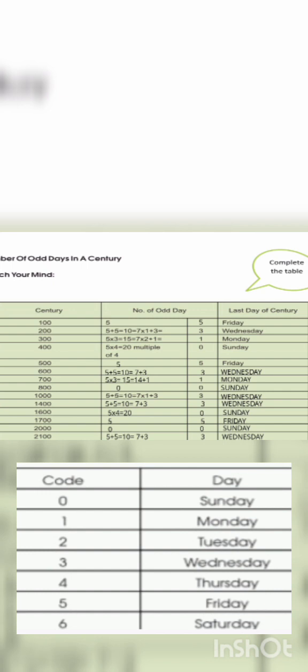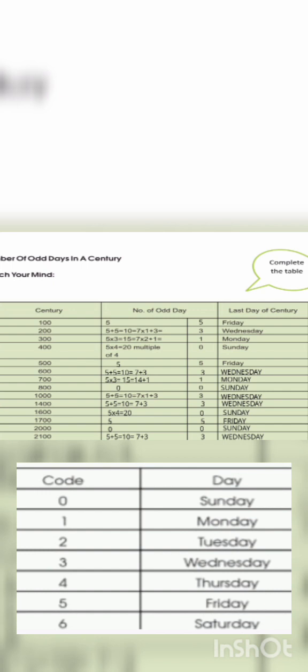We know 5 into 3 gives us 15. So 7 into 2 is 14, and 14 plus 1 is equal to 15. So over here we can see 1 day is extra, that 1 day is the odd day. And when there is only one odd day, the last day would be Monday.